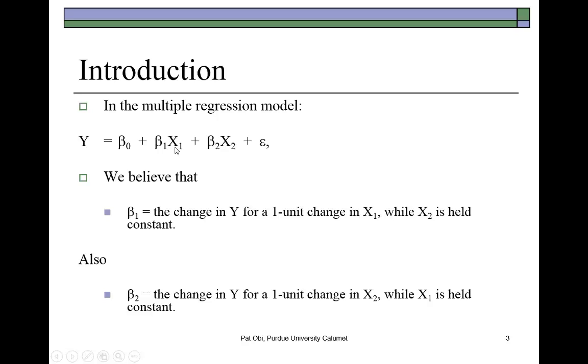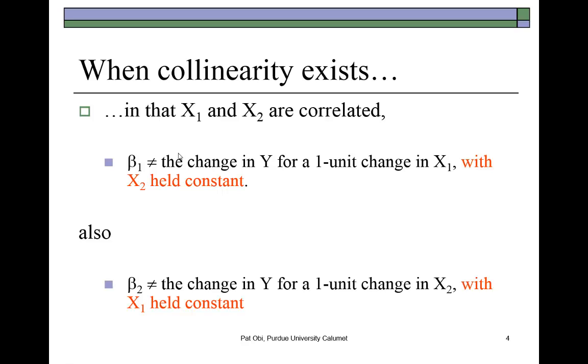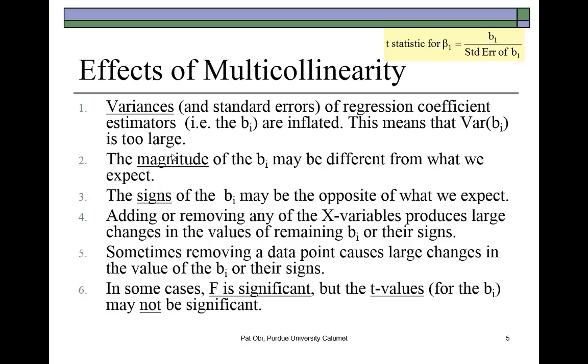So for those of you with a calculus background, b1 is considered a partial derivative. It's partial y partial x1 with x2 held constant, and b2 would be partial y partial x2 with x1 held constant. So that's what these coefficients measure in a mathematical way. When we have multicollinearity, all kinds of bad things can happen.